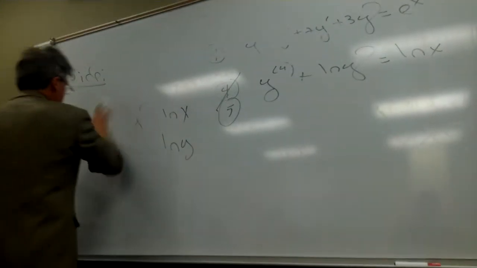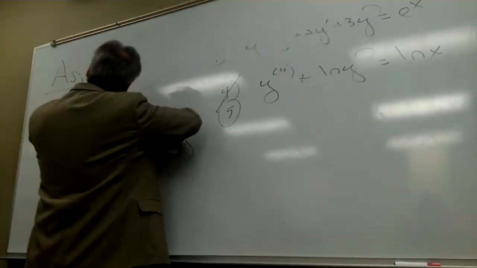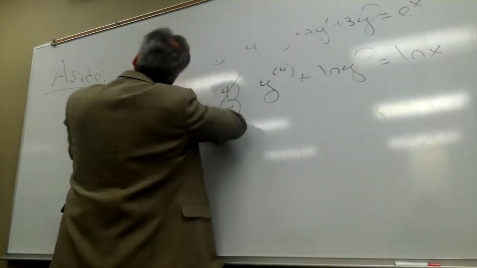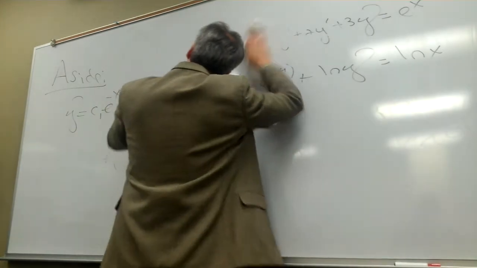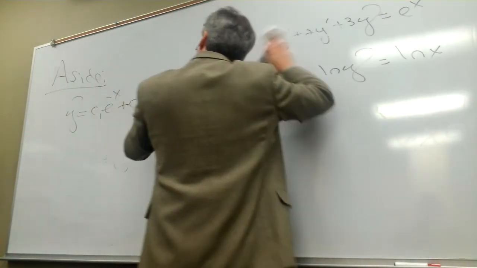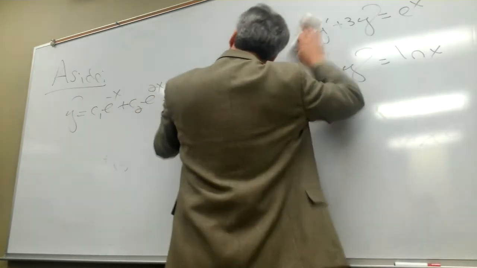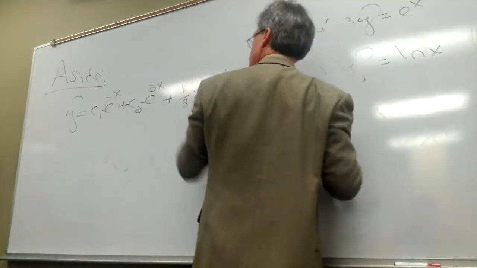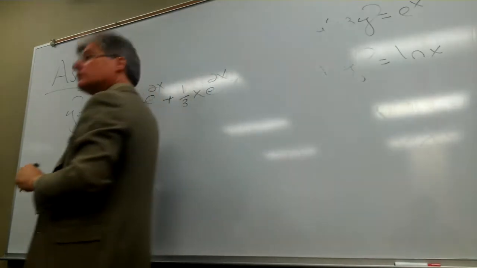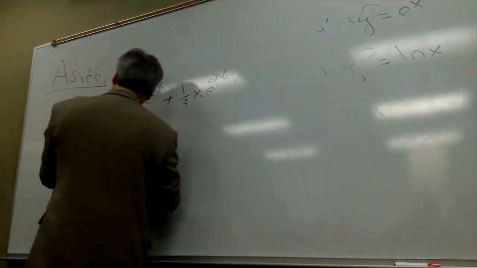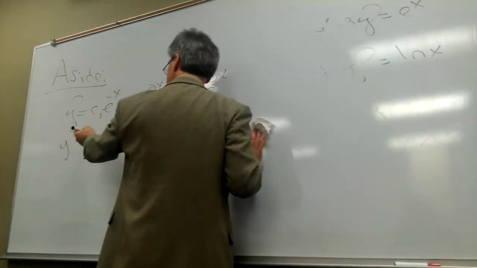I maintain if y is equal to this, am I writing this down correctly? Tell me if I'm not. What did I say? 1/3 x e^(2x). If that's what y is, let's compute y prime.